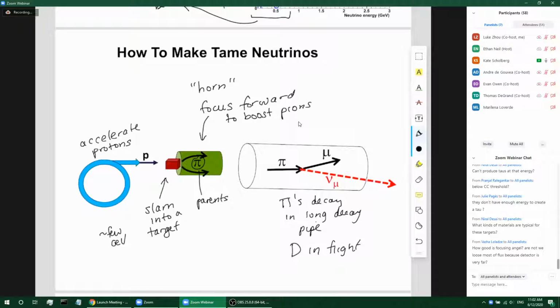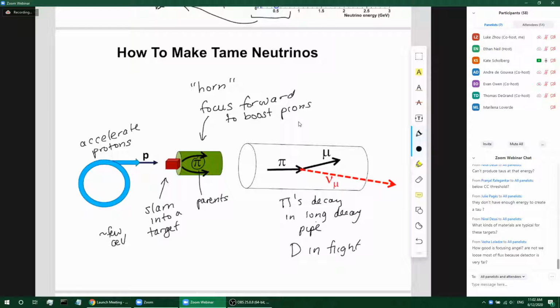Some questions. What kinds of materials are typical for these targets? They actually vary, and it depends on what you want. So aluminum, I think, is a common one. Titanium has also been used. If you want to stop the pions, that's a different kind of beam. You want something heavy like mercury for that. If you want them to decay in a pipe, you want a light material. So materials like carbon and aluminum, I think, have been used for these experiments.